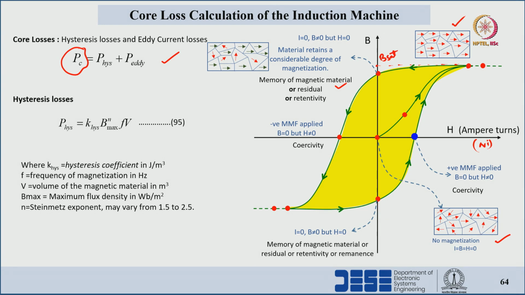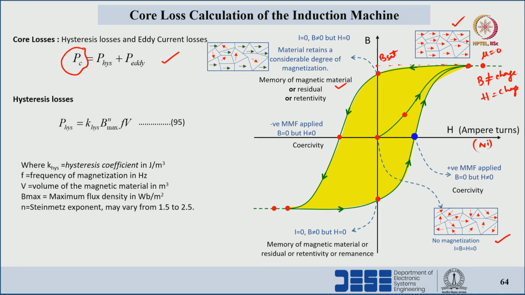After this point, if we increase the MMF or H field, there is no change in the B value, it will not change, only H will change after this point, and the mu value, the permeability value, is equal to 0.